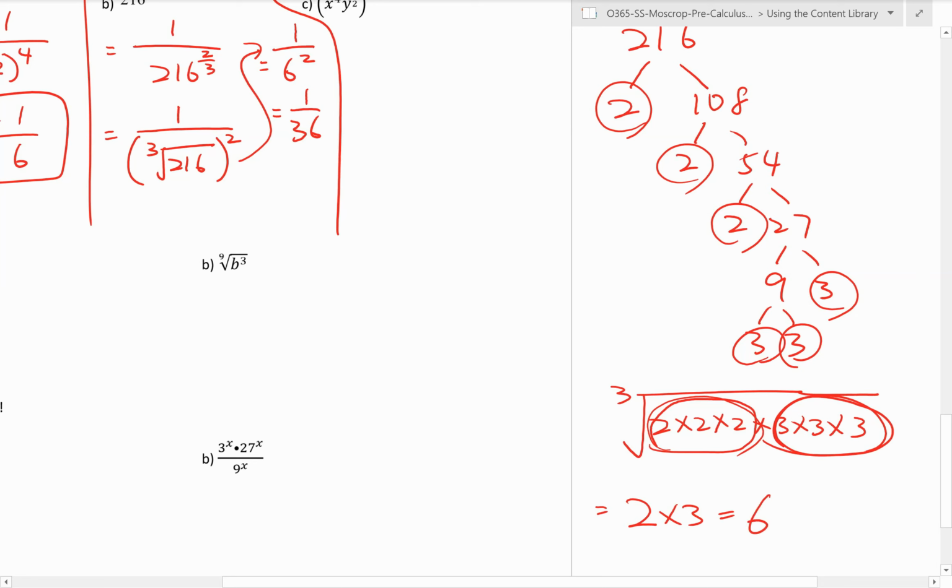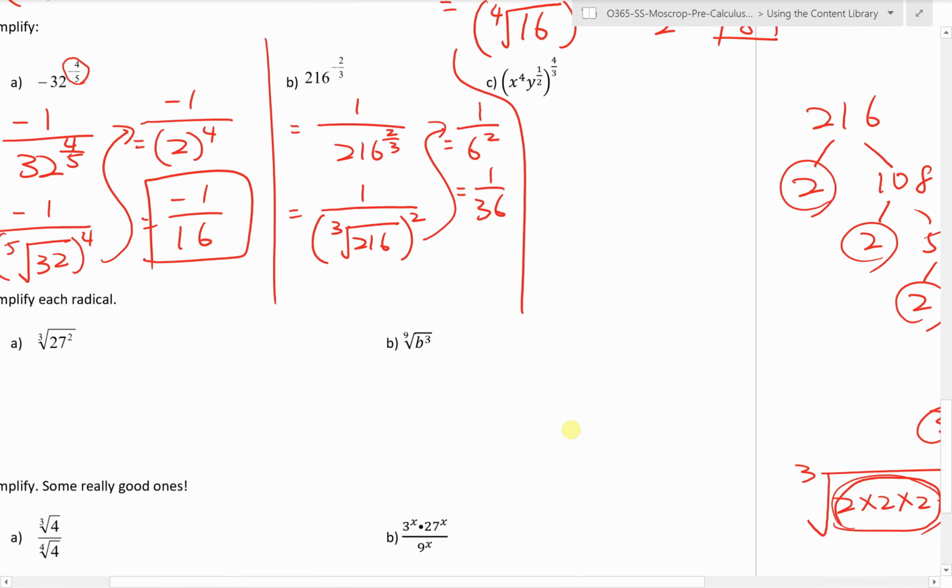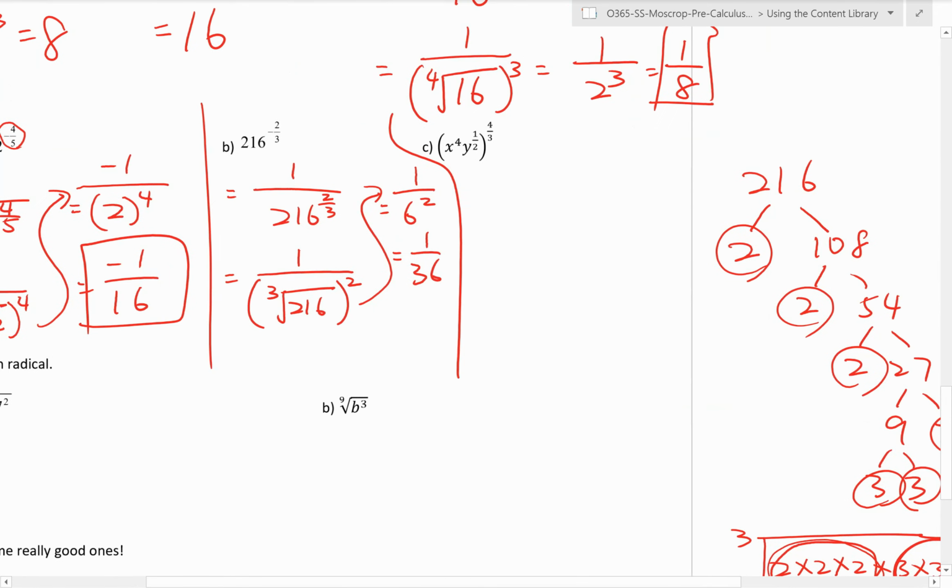So for a cube root, you're circling groups of 3 of the same numbers. Square root, groups of 2 of the same numbers. Fourth root, groups of 4 of the same numbers. So it's a cube root, we have 3 2's, 3 3's, take 1 out, 2 times 3, 6. And that's why it's 1 over 36 here.